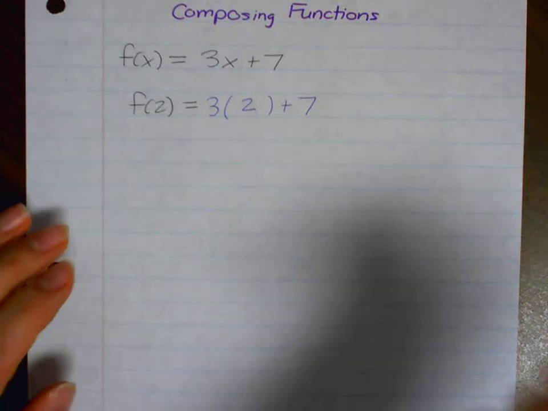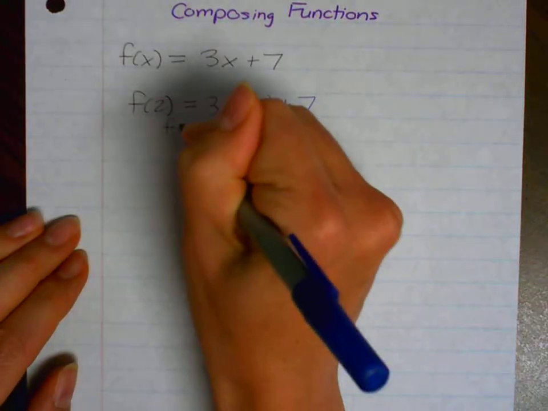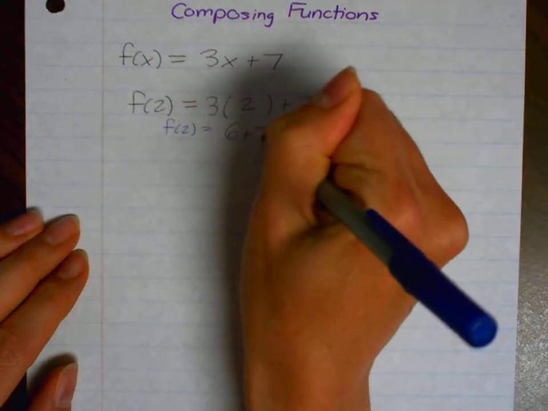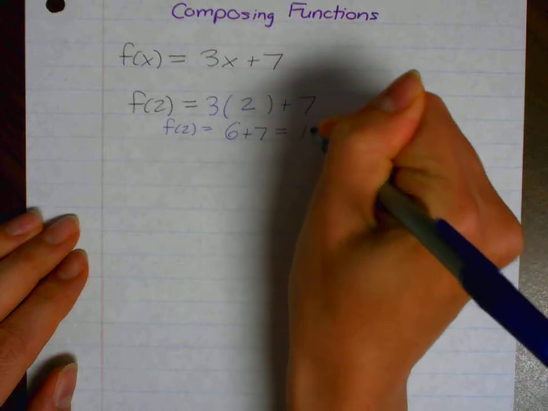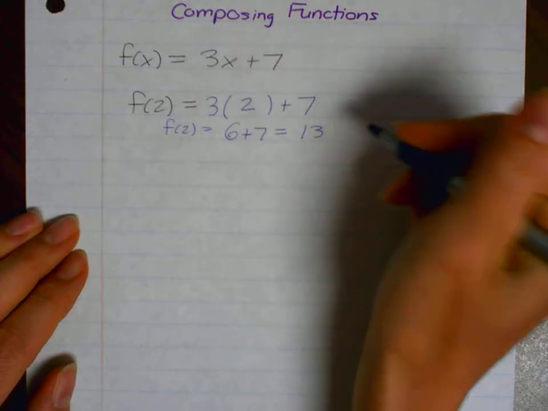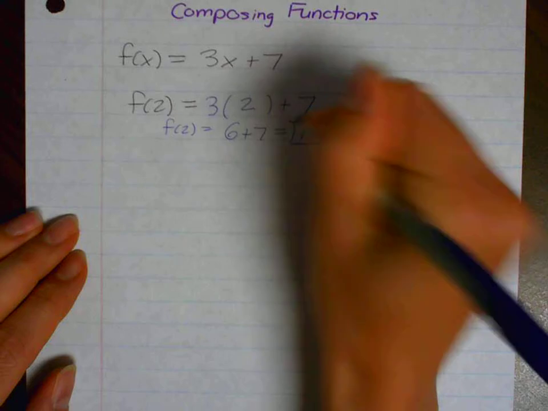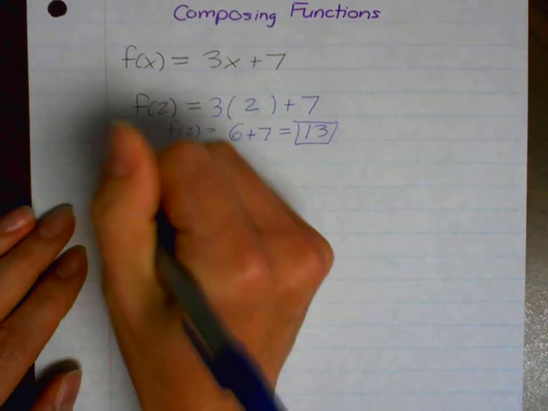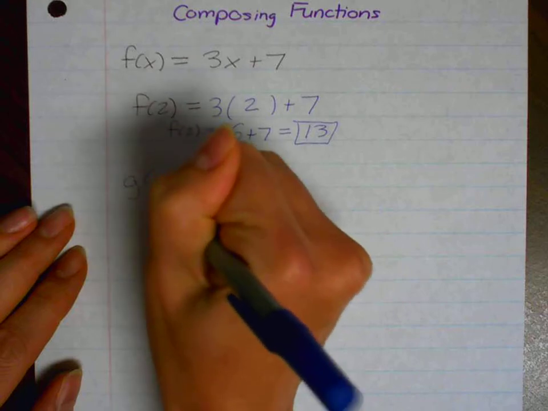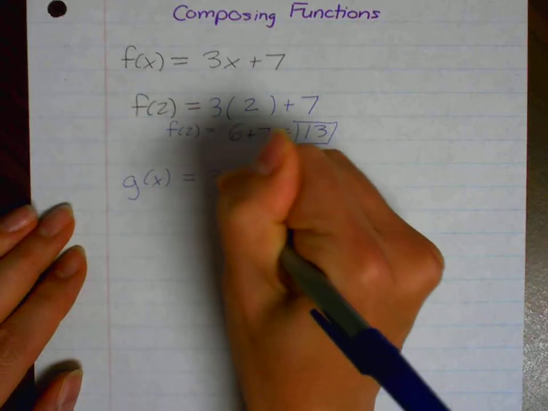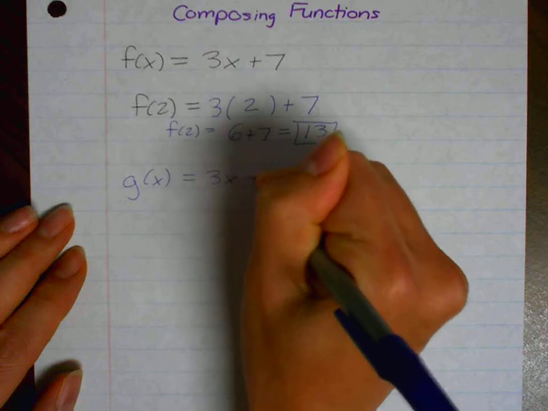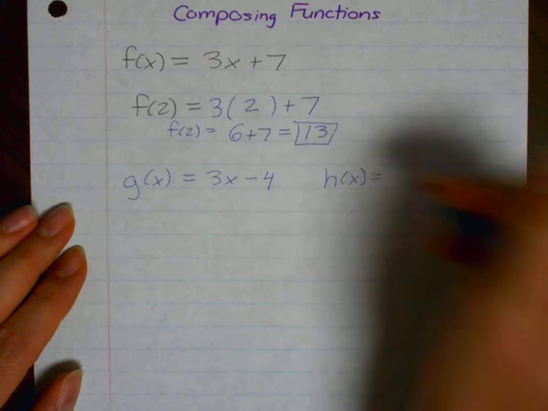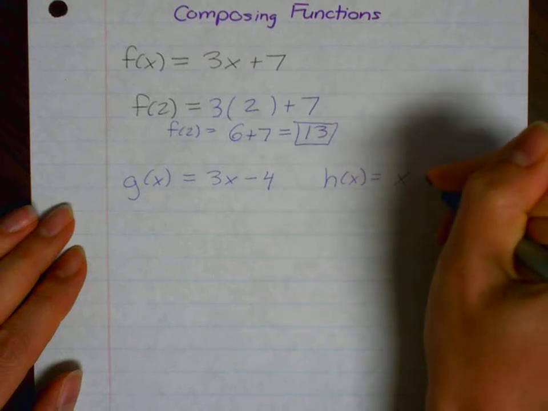So now if I do this math, I get that f of 2 equals 3 times 2, which is 6, plus 7, and that equals 13. So f of 2 for this function is 13. So now in Algebra 2, we are adding another function to this. So maybe we have g of x equals 3x minus 4. Maybe we have h of x equals x plus 1.